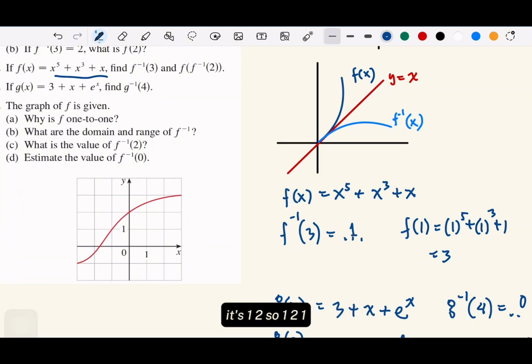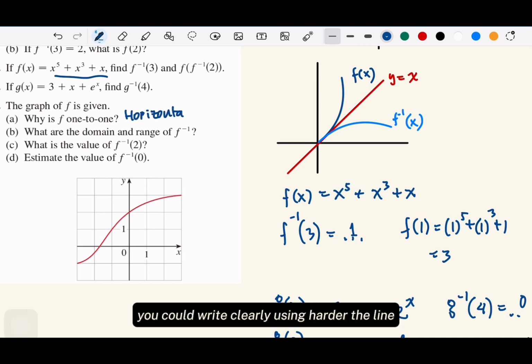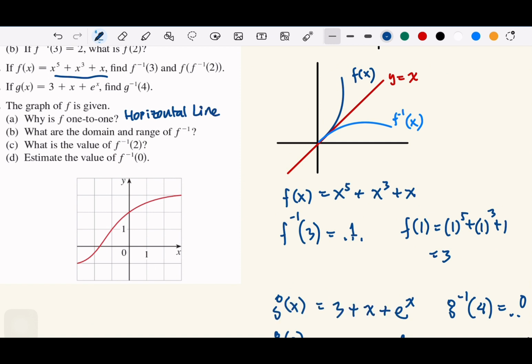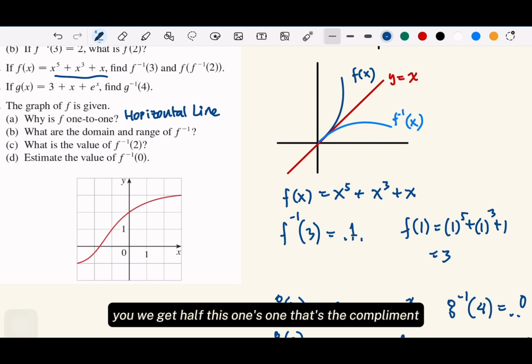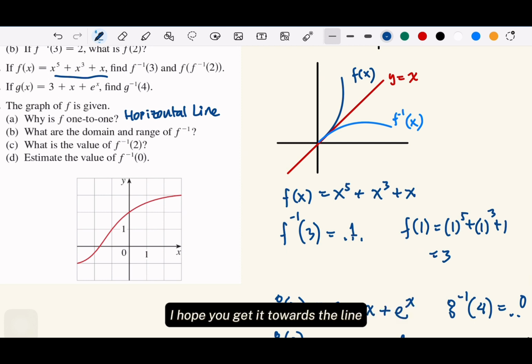So 1 to 1, use the horizontal line. You could write clearly, using the horizontal line, we get f is 1 to 1. Okay, that's the complete answer. But I just want to write the horizontal line. I hope you get it. Okay, the horizontal line.